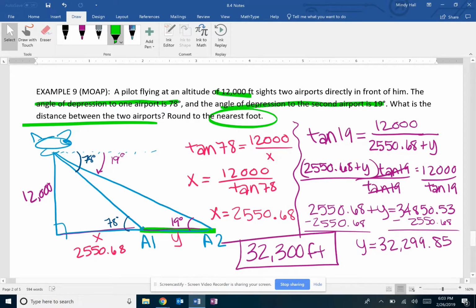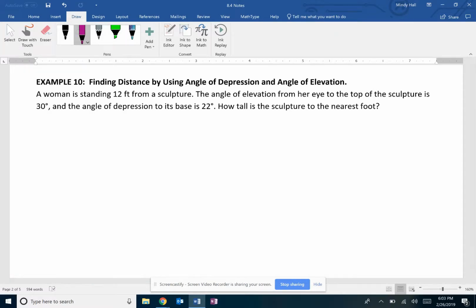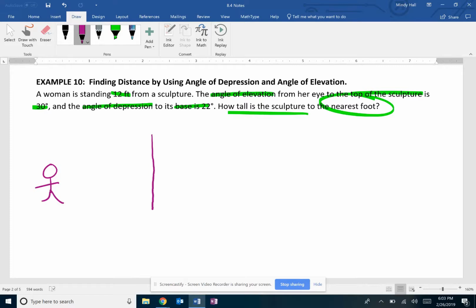So our last example, there is a woman standing 12 feet from a sculpture. So we have our woman, and we have this beautiful sculpture in front of her. We know that the angle of elevation from her eye to the top of the sculpture is 30 degrees, and the angle of depression to the base is 22. How tall is the sculpture to the nearest foot? So looking at this, remember, this is her eyesight. We know that she's 12 feet away, and because she looks up, our angle of elevation is 30 degrees, and when she looks down, her angle of depression is 22 degrees.